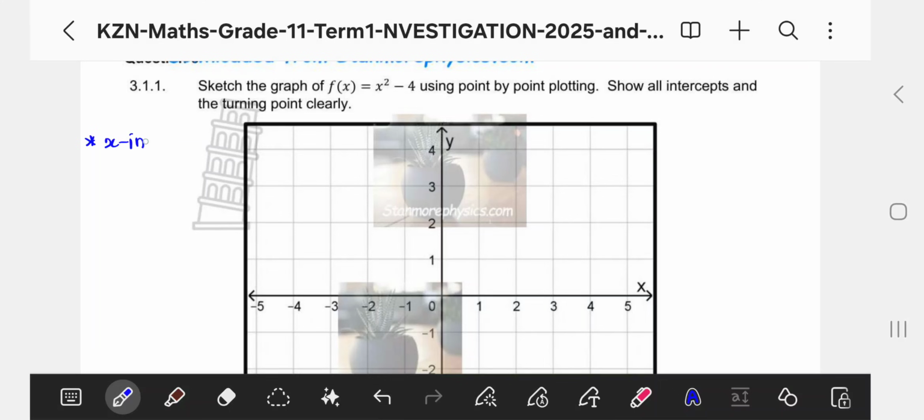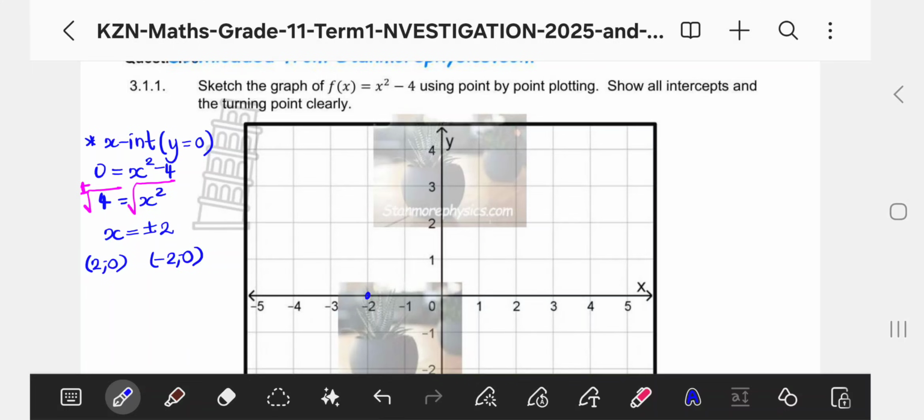I'm going to start off by calculating the x-intercepts, and you guys know we make y 0. So we'll have 0 is equal to x squared minus 4. I'll take that -4 over to the left. We are then going to square root both sides. When you square root a value, it gets a plus or minus in front. So x is equal to plus or minus 2. So our 2 x-intercepts are going to be positive 2 and 0 and negative 2 and 0. If I plot those points, here it is.